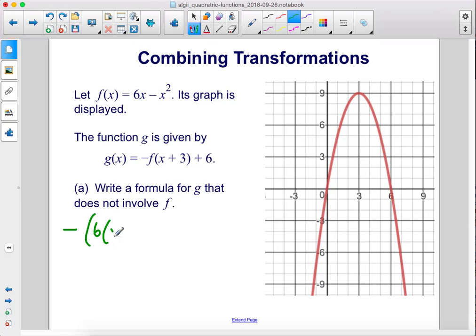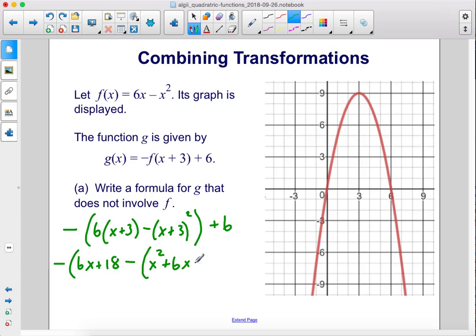So 6(x plus 3) minus (x plus 3) squared. So that whole thing is negative. And then at the very end, we add 6. So let's take care of the inside of the parentheses first. So this becomes 6x plus 18 minus, now we're going to use FOIL here. (x plus 3) squared is going to give us x squared plus 6x plus 9. And then we still have that plus 6 at the end. All right, so this negative sign is going to switch all of the signs inside here. So we still have that negative sign on the outside.